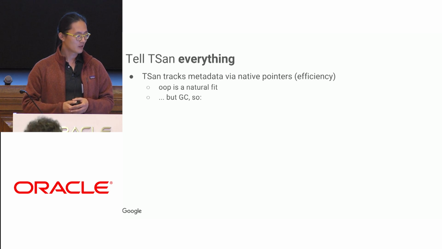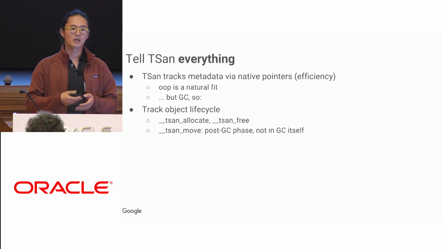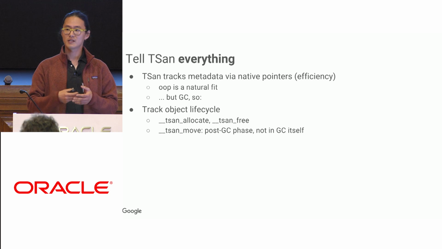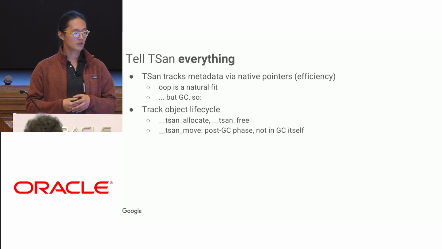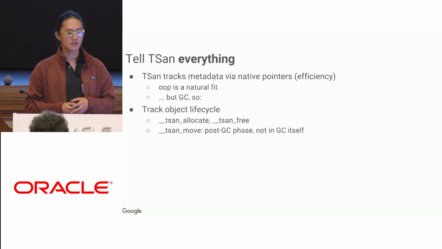So what do we do? We tell TSAN about the object lifecycle. On a new, we tell it, here's a new object. When it gets collected, we say, don't worry about this object anymore. In particular, when GC happens, we tell TSAN that this object moved from place A to place B. It's an implementation note that we don't instrument the GC itself, for performance reasons. We don't want to touch the hot paths in the GC, but we can accomplish this in a post-GC phase.